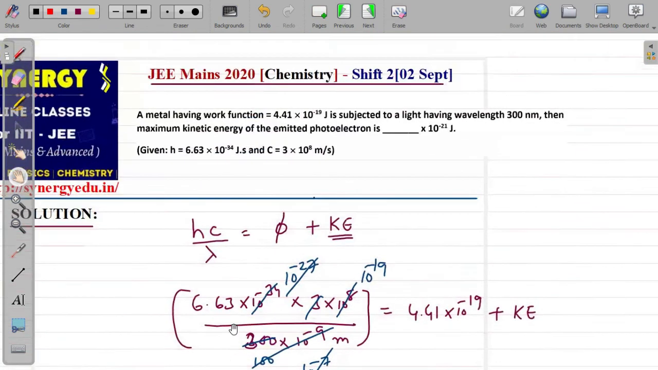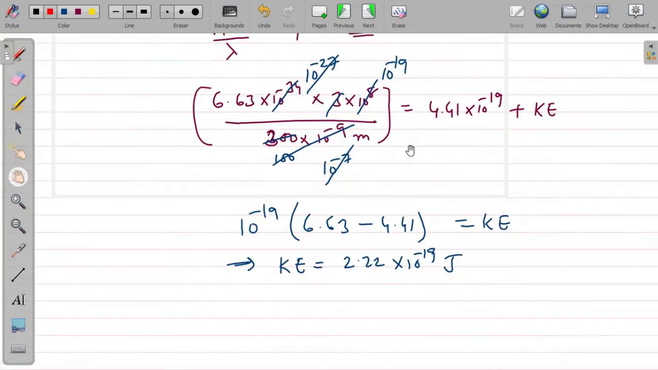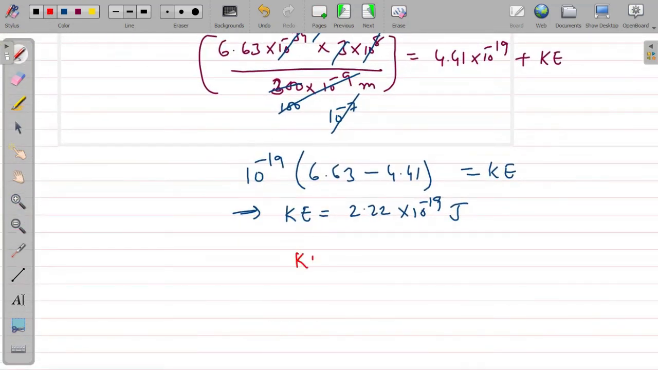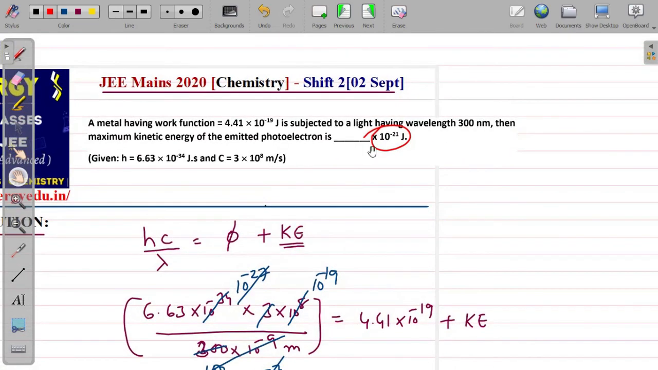Now what they are saying is kinetic energy is given in terms of 10 power minus 21. So let's convert into 10 power minus 21. It can be written as 10 power 2 into 10 power minus 21. So this is the answer, because they are asking us to calculate the value before the 10 power minus 21. Okay, this is the 222 value.